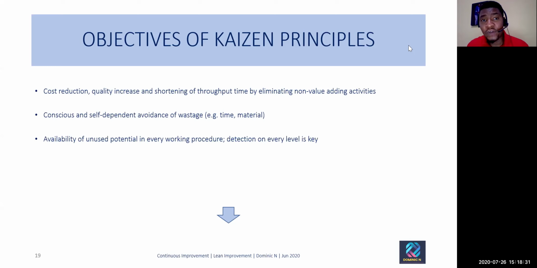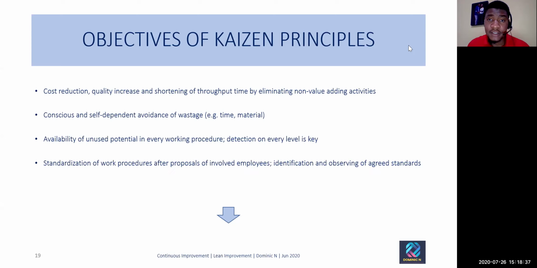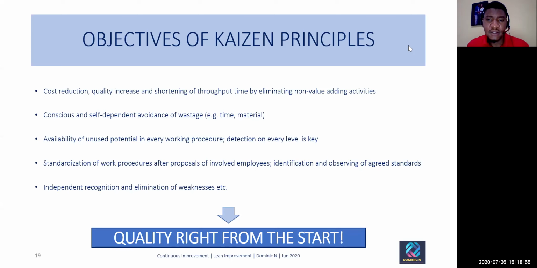Then availability of unused potential in every working procedure. Reflection of every level is key. So standardization of your work is very important. After proposals are involved, employees' identification and observance of agreed standards, independent recognition and elimination of weaknesses. These are the objectives. This is why we do a Kaizen. It's because you want to get quality right from the start. That's why you would do a Kaizen project.